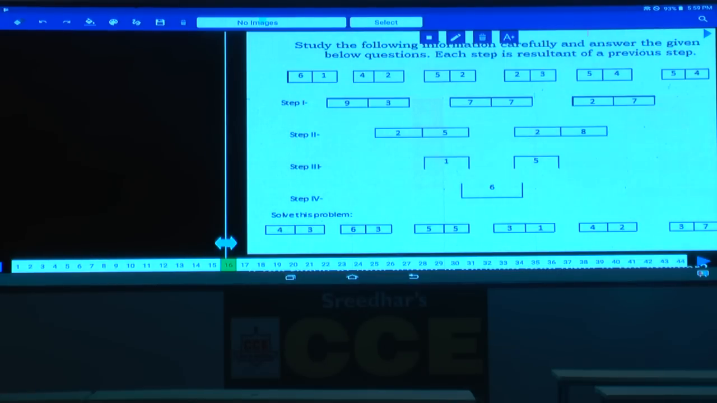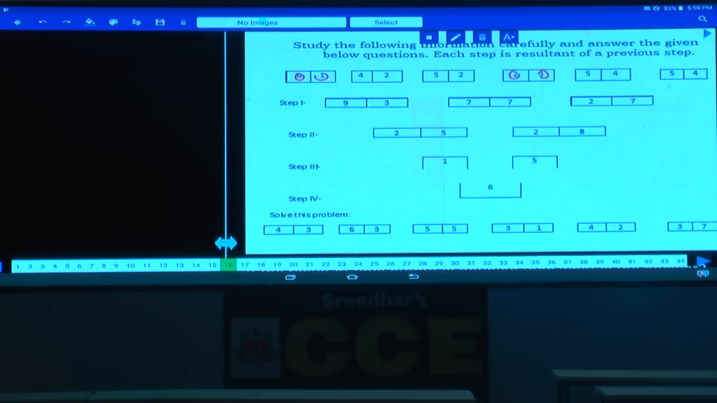Now 6 and 3, if you add this one, 6 plus 3 we are getting 9, that is fine. And 1 plus 2 we are getting 3, that is also fine, isn't it? But the remaining is not working at all, okay? Hence it does not come under this model.